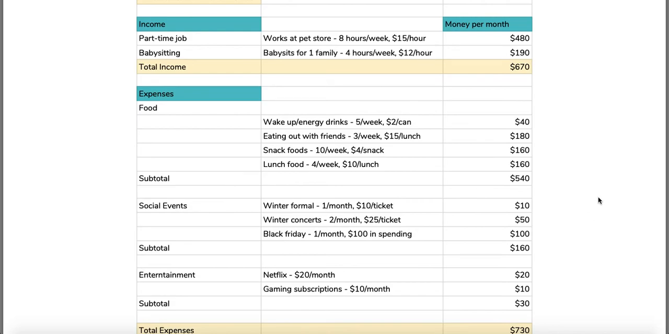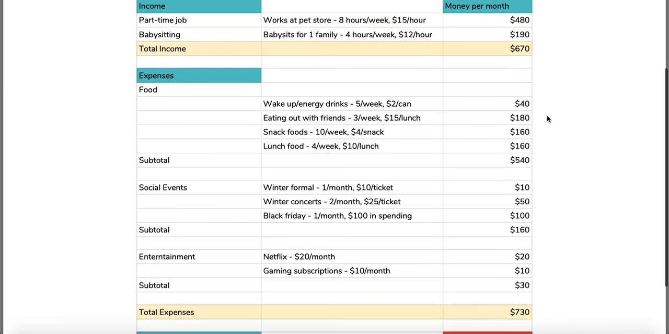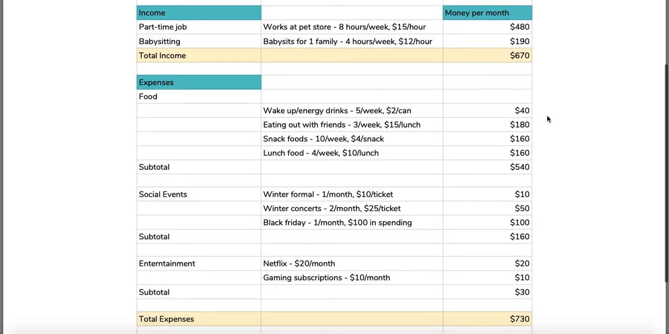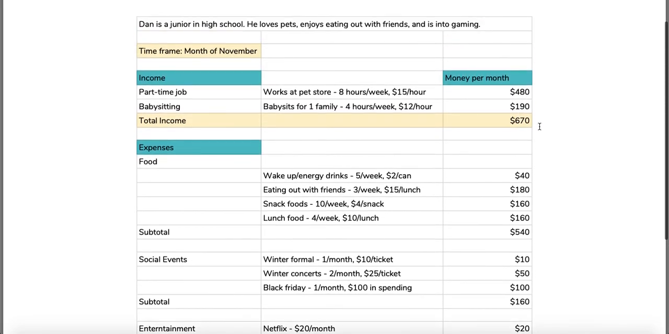For example, here, Dan seems to be spending a lot of money on food. For example, he spends $180 a month eating out with friends. Perhaps he could change this and instead try to bring food from home, rather than paying for it at a restaurant. You can do something similar and try to change some sort of habit based on your spending plan.